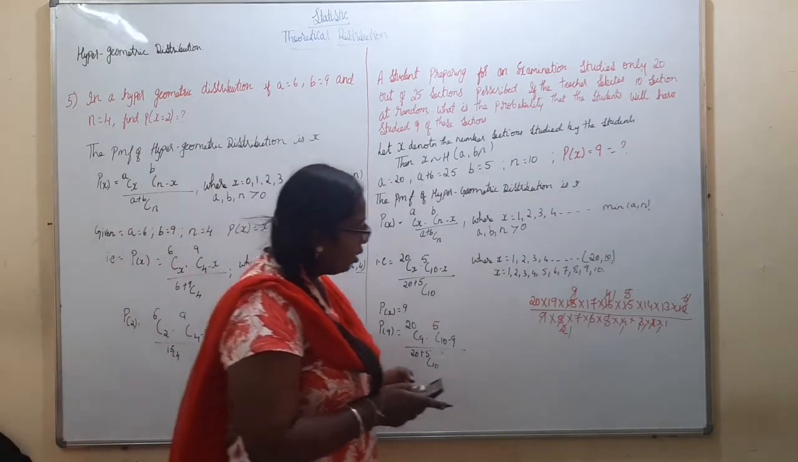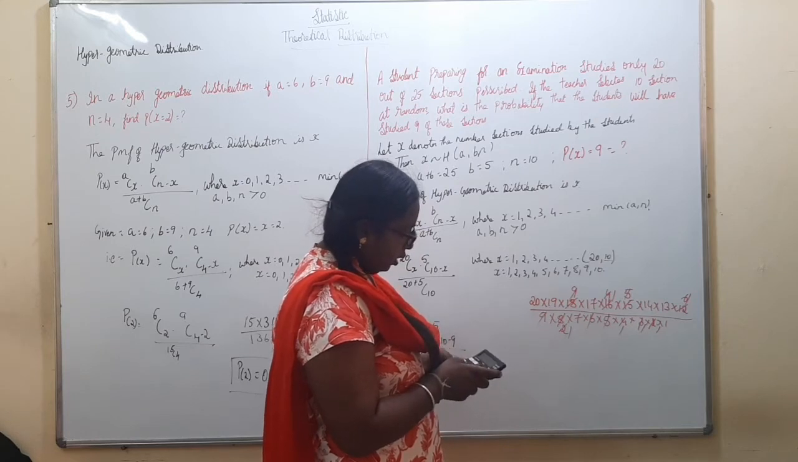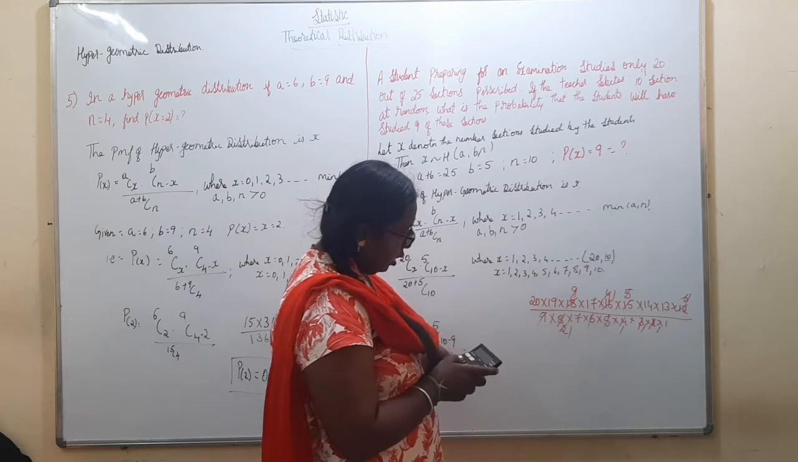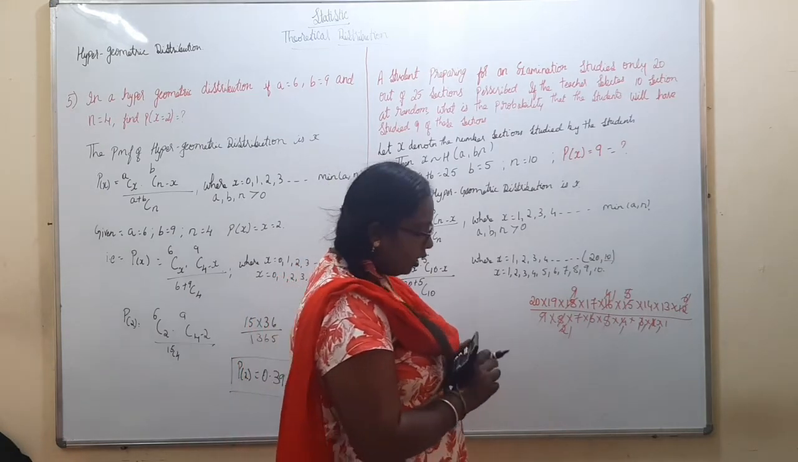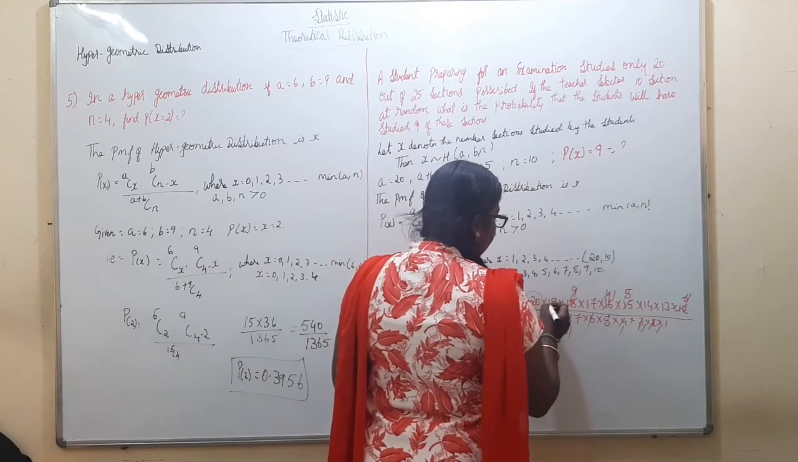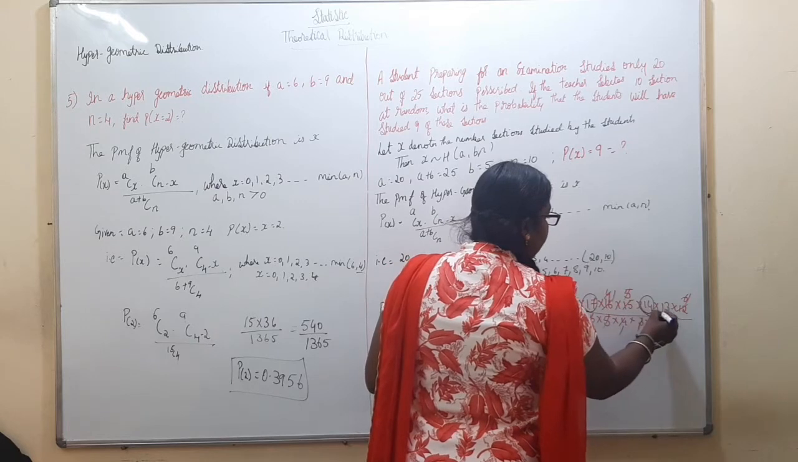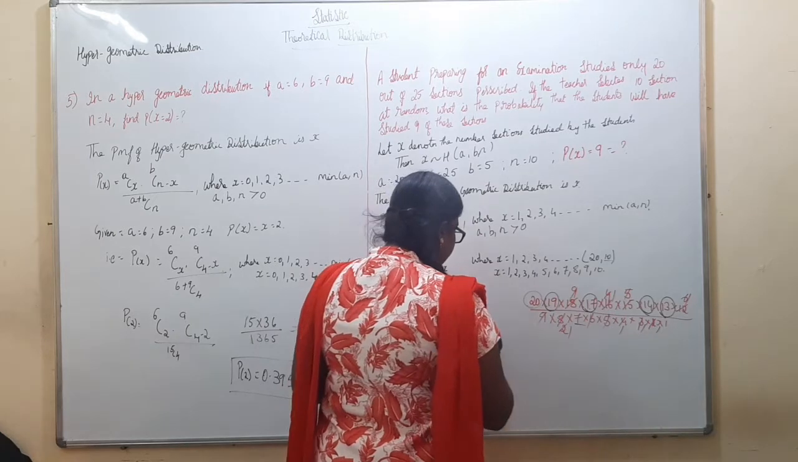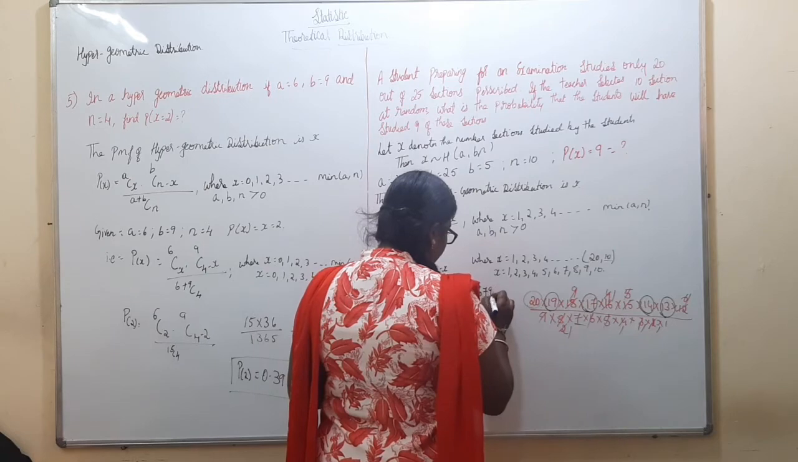So here I will get 20 into 19 into 17 into 14 into 13 divided by 7. What are the terms left here? 20, 19, then 17, 14, 13 are left over. Then here 7 is left over. I will get here 167,960.